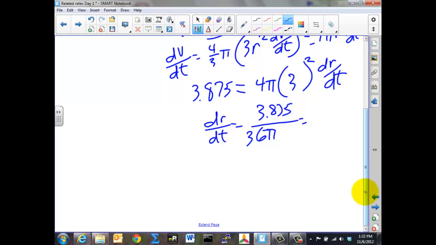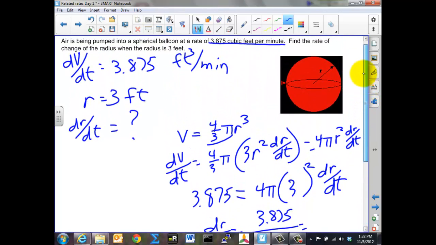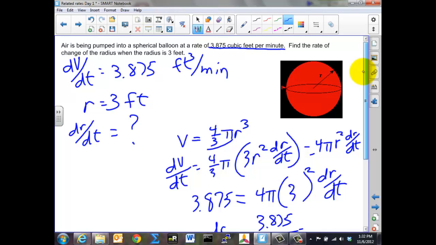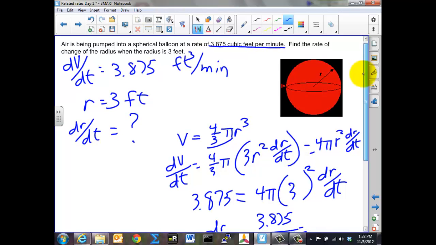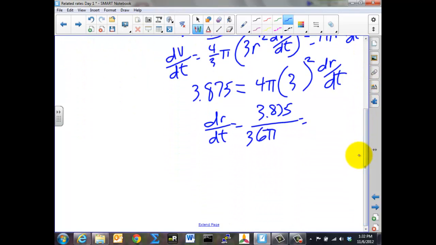What would our answer be and what would be the units here? Feet to the fourth. All right, we're measuring dr. What do we measure r in? Feet. Just feet, I'm sorry. Per what? Feet per minute. That would be our units that we should get there.